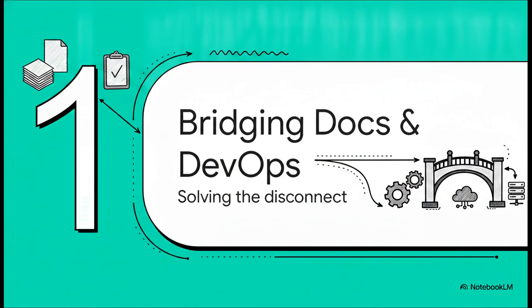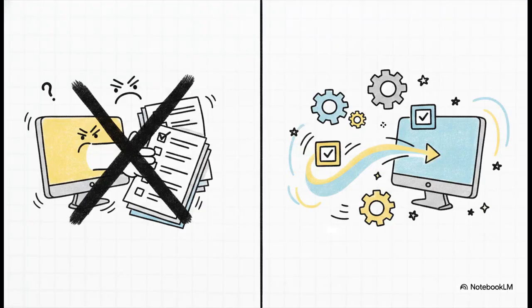Section 1, Bridging Docs and DevOps, Solving the Disconnect. Seriously, think about the sheer number of hours, honestly, probably days, your team wastes manually bridging the gap between what you plan to do in your documentation and what you actually track in Azure DevOps. It is a massive, frustrating bottleneck, and this tool was built specifically to eliminate that friction.